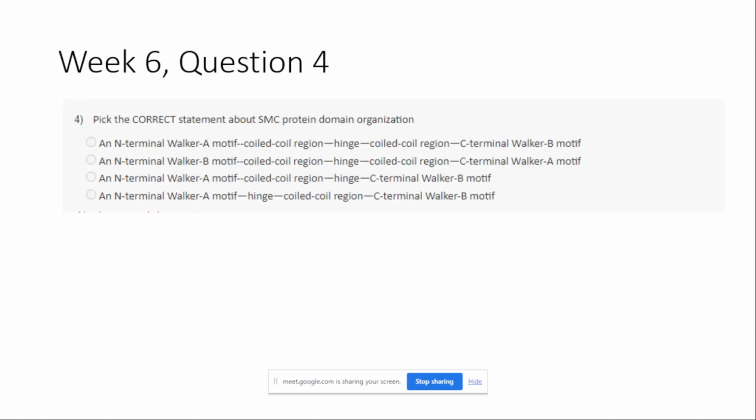So, next question. Again we have four statements. We need to find the correct one for the SMC protein domain organization. So which one will be true? If you remember the SMC protein architecture, which option is the true option?